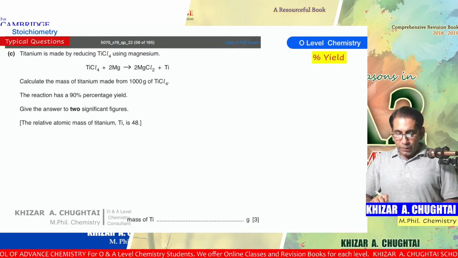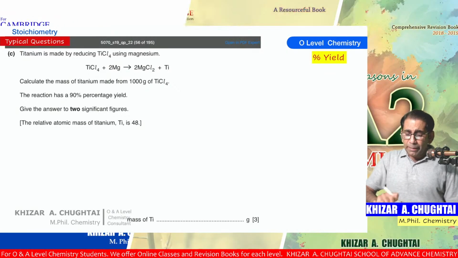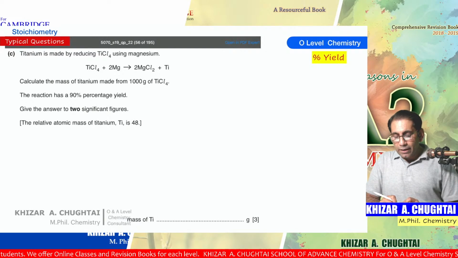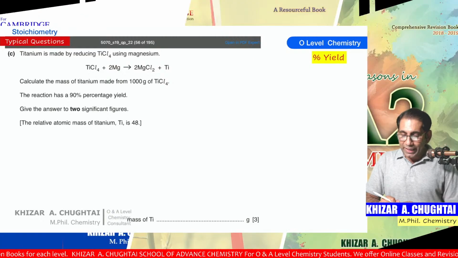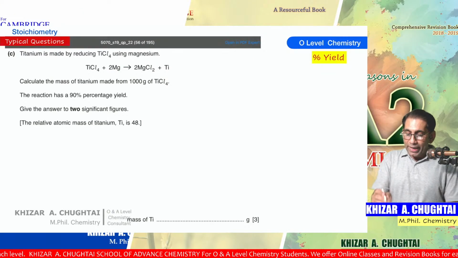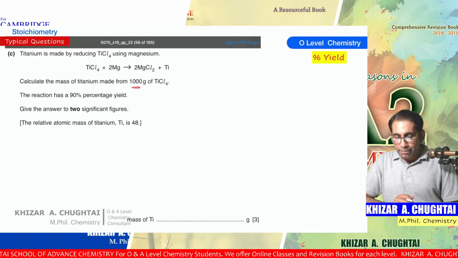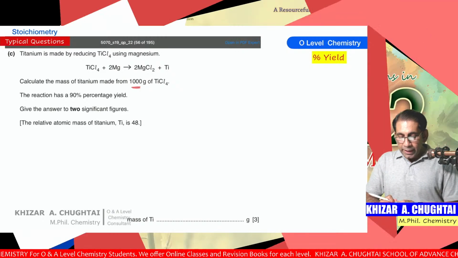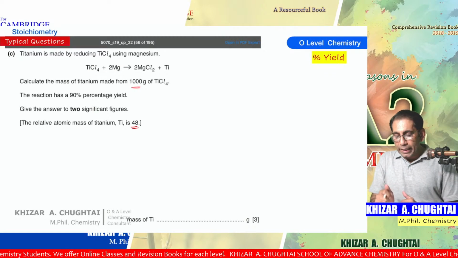The next question is, once again, I think from percentage yield. Yes. Titanium is made by reducing titanium chloride using magnesium. TiCl4 plus Mg goes to MgCl2 plus Ti. Calculate the mass of titanium made from 1000 gram of TiCl4. The reaction has a 90% percentage yield. Give the answer to two significant figures. The relative atomic mass of titanium is 48.